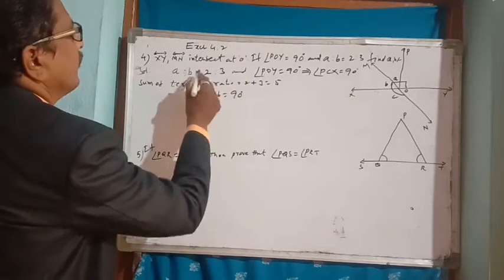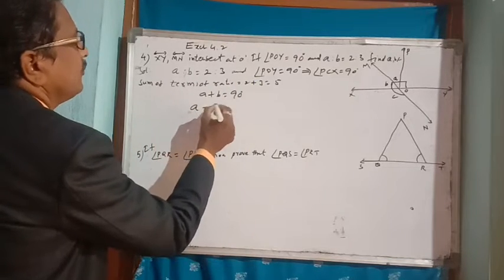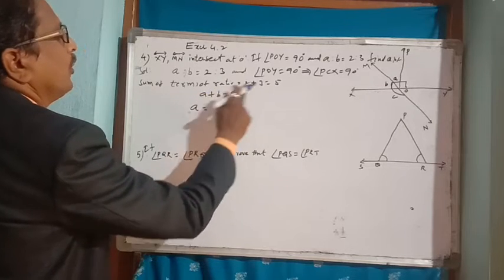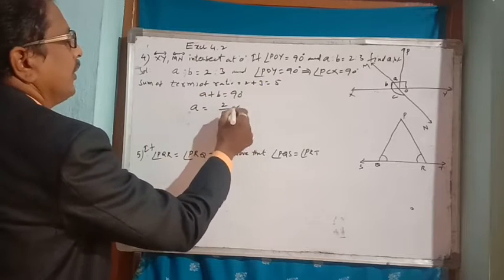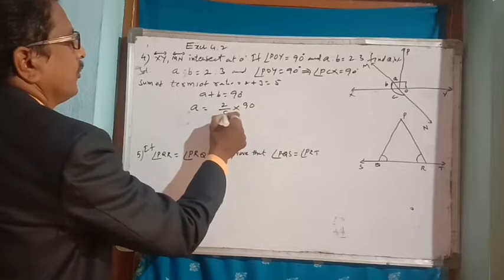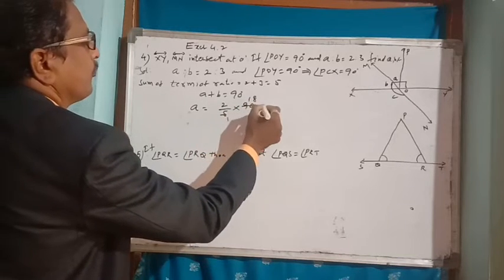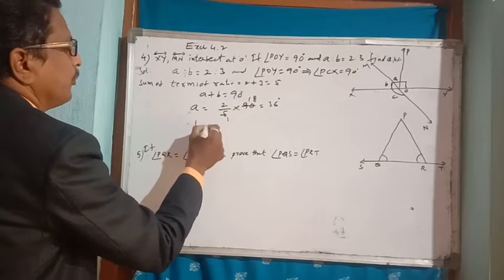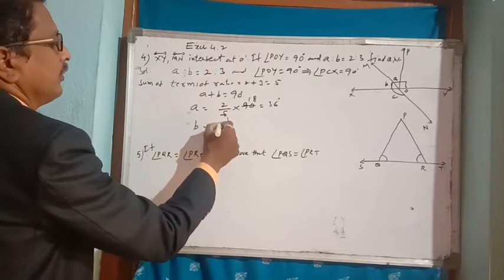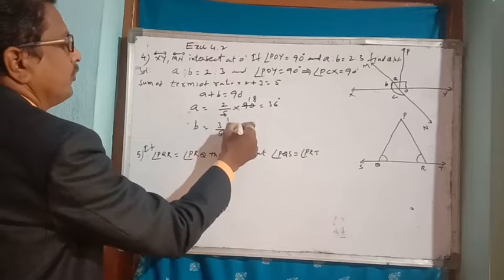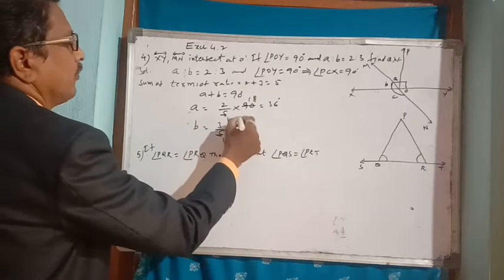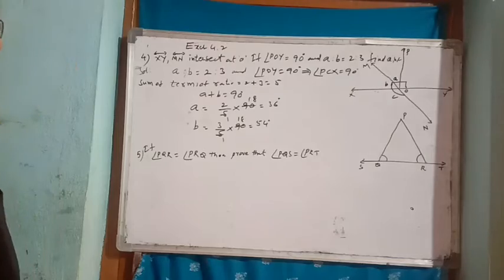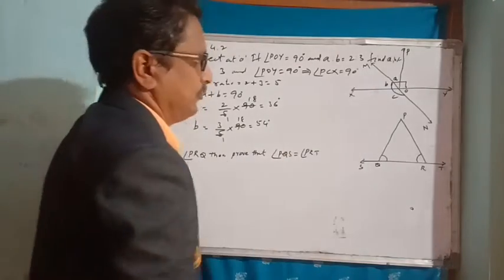Then here we want A. A equals 2 over the total terms 5, into 90. 5 eights are 40... 5 on the 5, 18 is 36 degrees. A is 36. And B: B equals ratio 3, 3 by 5 into 90. 5 on the 5, 18 is 54. A completed, B completed. Now we have to find C.